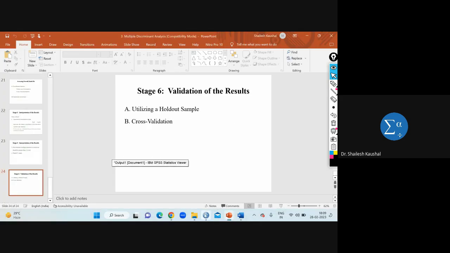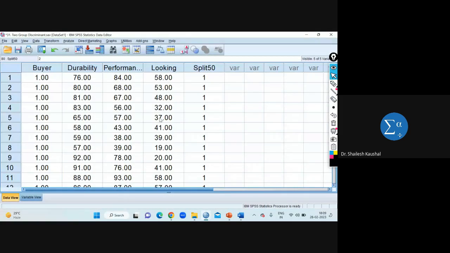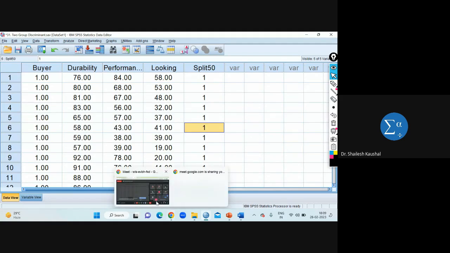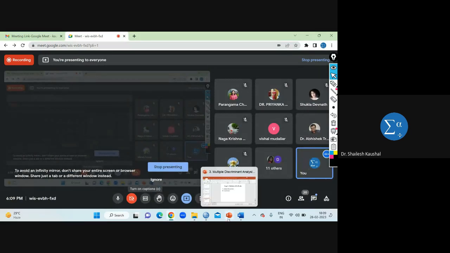So I will use this data set for conducting the discriminant analysis. So we take a 5-minute break, and after the 5 minutes we will meet again.